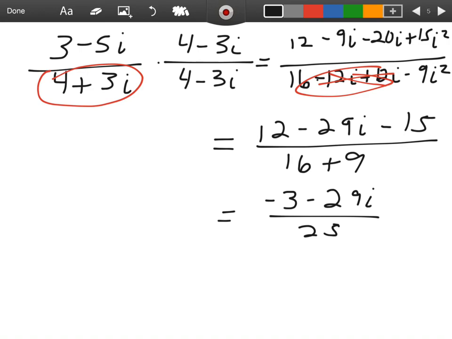And that's a good answer, but if you want to put it in standard form of a complex number, we'll just put that denominator with each piece. That 9 looks kind of gimpy. So there you go. Okay, I'm going to stop there.